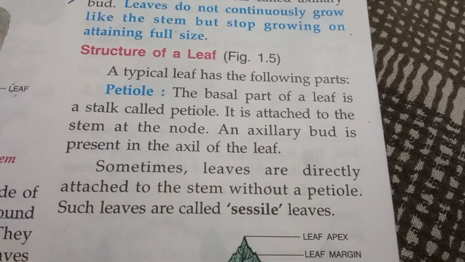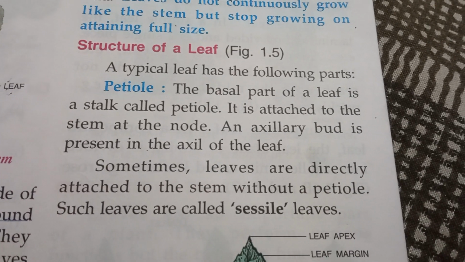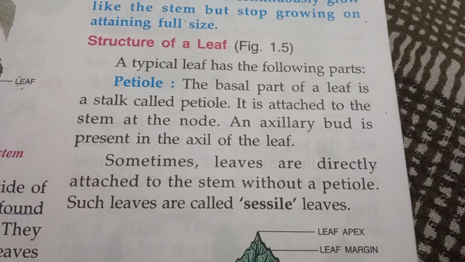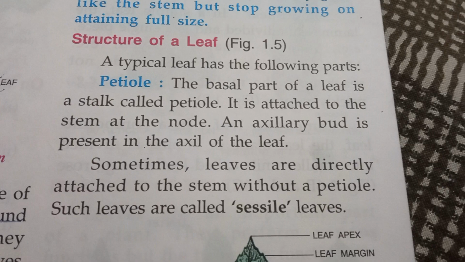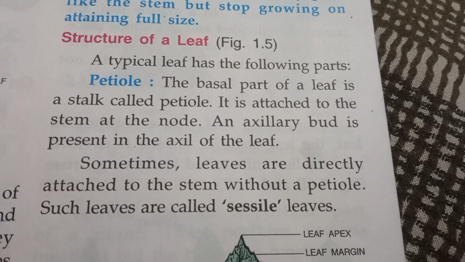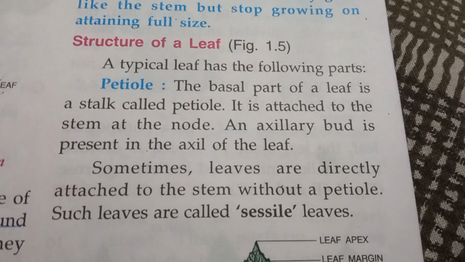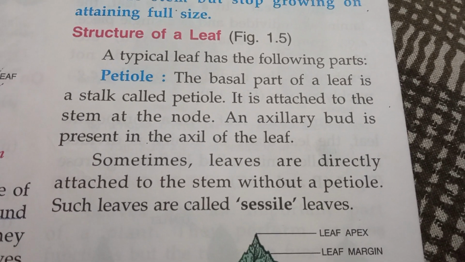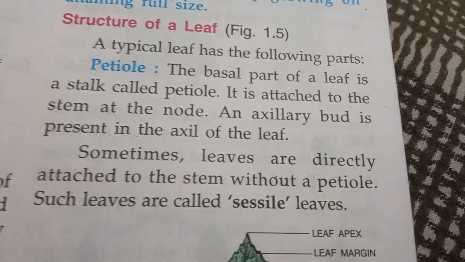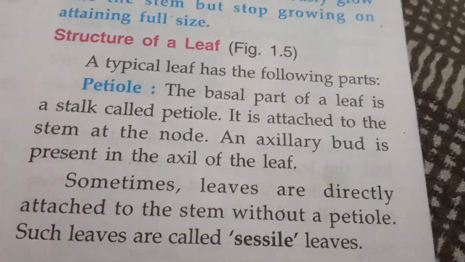A typical leaf has the following parts. Petiole, the basal part of the leaf. A stalk called petiole is attached to the stem or the nodes. The axillary bud is present in the axil of the petiole. Sometimes leaves are directly attached to the stem without a petiole. Such leaves are called sessile leaves.